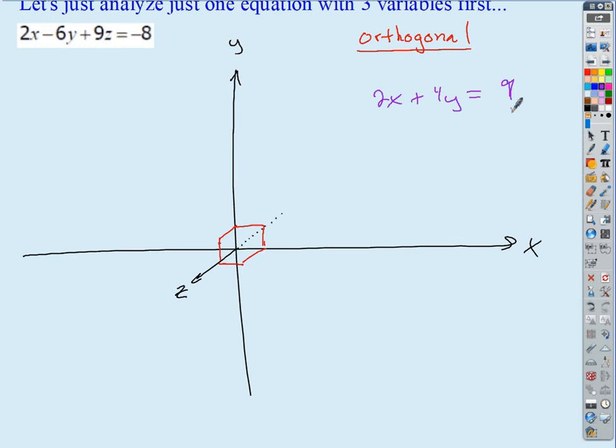So I set y equal to 0 and solve for x, right? And everybody agree with that? That's going to give me the x-intercept, and vice versa for the y-intercept. Can you do that, please?